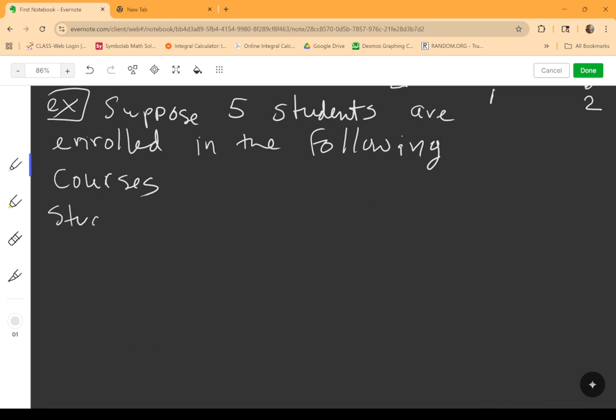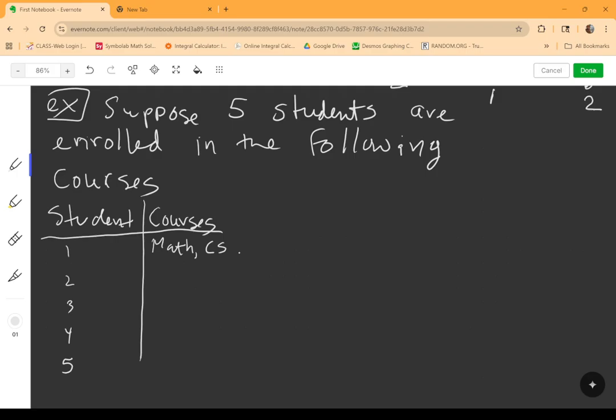All right, so here's the student. And then the courses. All right. And so we'll have 1, 2, 3, 4, 5. And student 1 is enrolled in math, CS, and history. Student 2 is enrolled in math and bio.